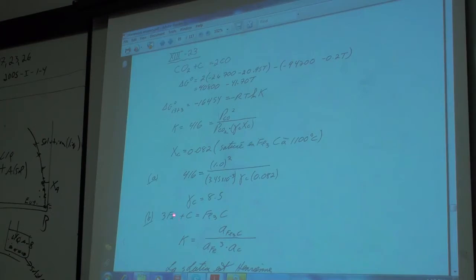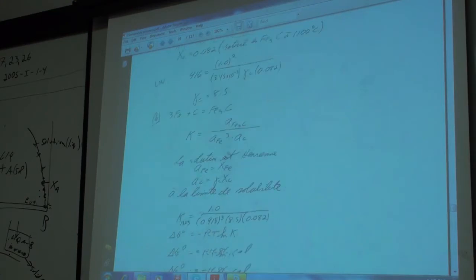Okay, now we take this reaction, iron plus carbon forms Fe3C. That's the equilibrium constant, so we're talking about the equilibrium now. We have iron carbide in equilibrium with carbon that's in the steel, in the gamma phase, and iron that's in the gamma phase. So iron and carbon are the solutions. K is the activity divided by this. The activity of iron carbide is 1 because it's pure iron carbide.